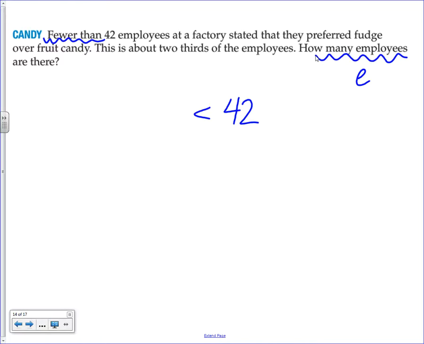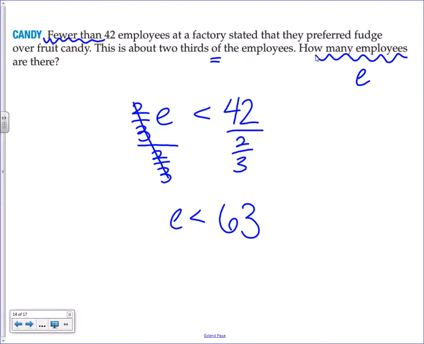It says 2/3 of employees. What does this word "of" mean? Multiply. So 2/3 of the employees. How will you solve that? By what? Divide by 2/3. Make sure you put it in properly. The 42 has to go in first, and then we divide by 2/3. E is less than 63. 63, and it's a nice whole number, right? Okay, so what kind of sentence are you writing me? What are we talking about here? There are less than 63 employees.